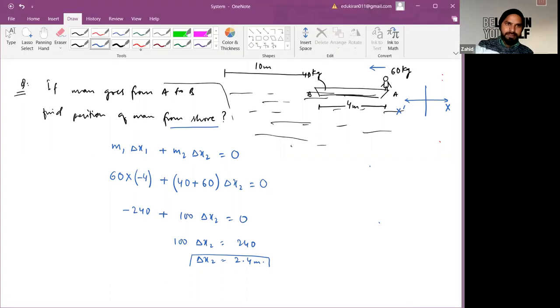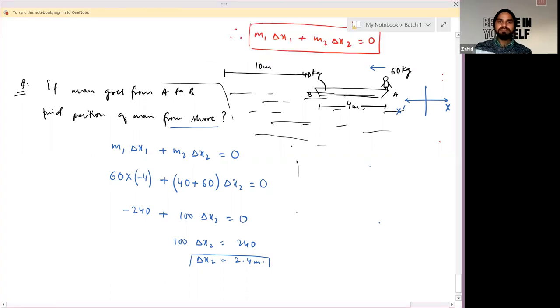So we have to find position of man from end. Since man has moved from point A to B and the distance of B from end is 10 meter, but boat now gets shifted 2.4 meter back to its right side. So the total distance now will be 10 plus 2.4 meter. That will be 12.4 meter.